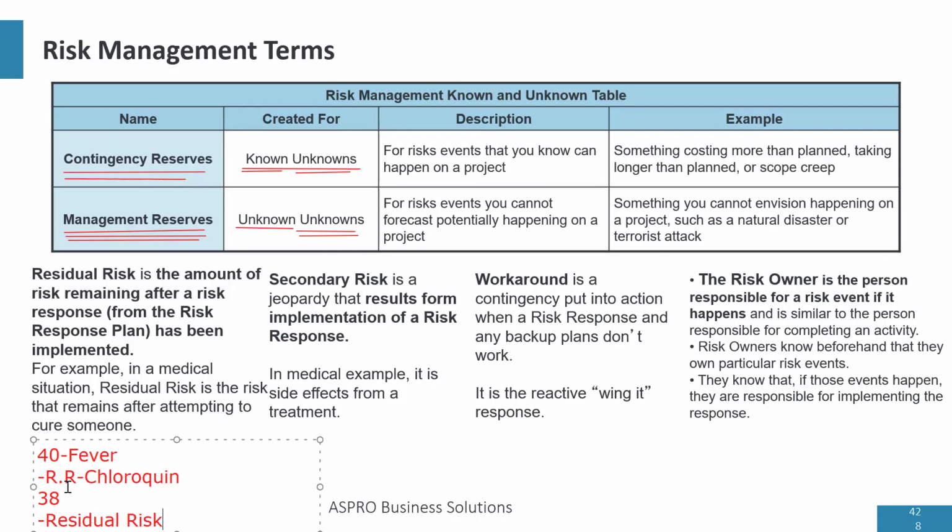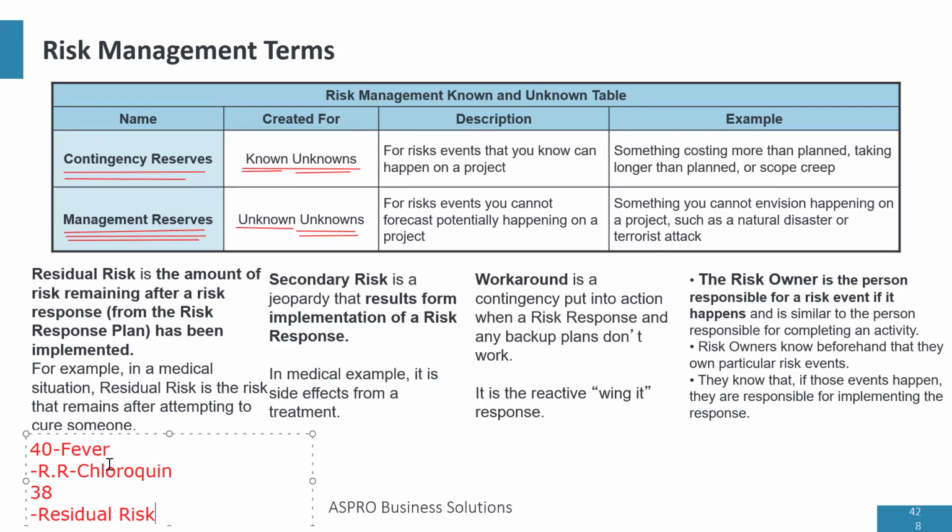So it means that the treatment is still incomplete because the temperature is not yet back to normal. So there's a residual risk. That means the chloroquine did not completely solve the problem. So further treatment has to be done to take care of the residual risk. Now, secondary risk is a jeopardy that results from the implementation of risk response.